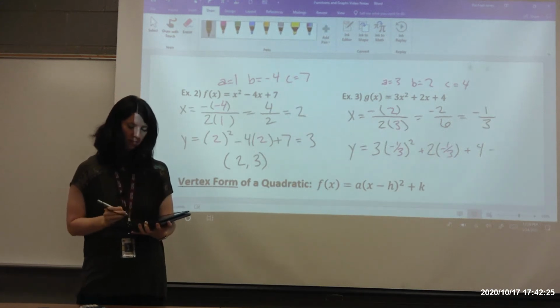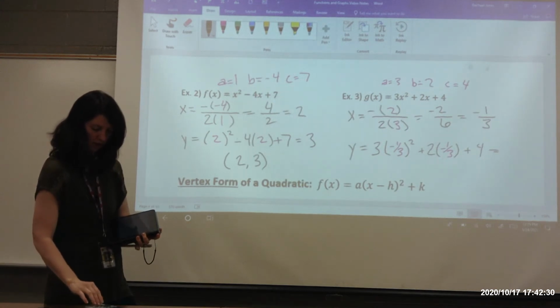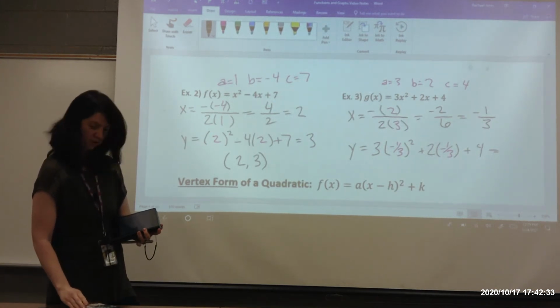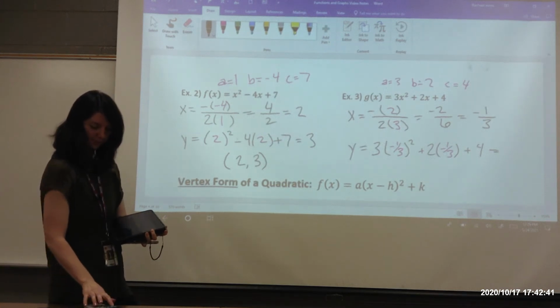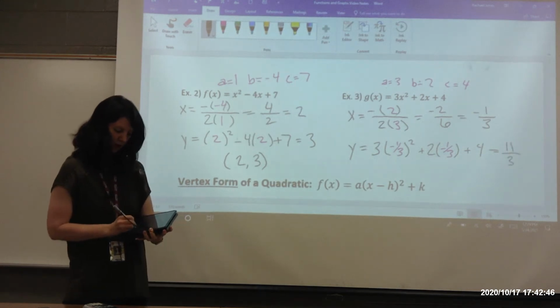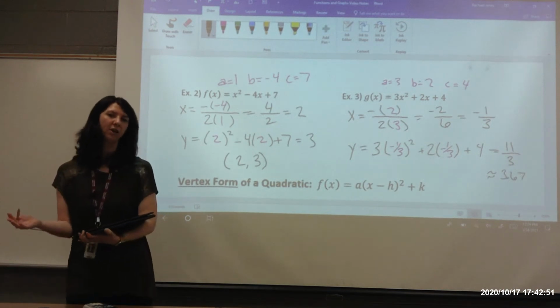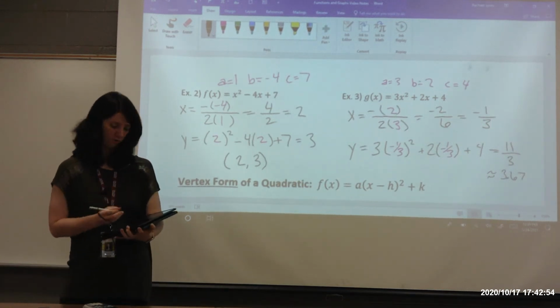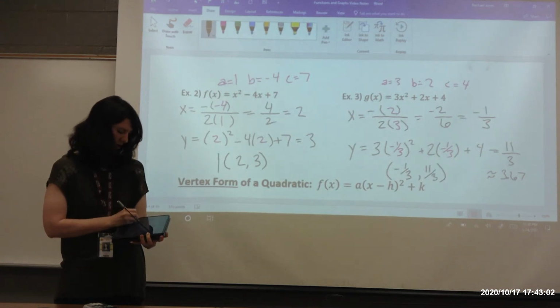And you could do this by hand or in your head. And again, I'm going to use a calculator for speed. So 3 times negative 1/3 squared plus 2 times negative 1/3 plus 4. And that would give me, in fraction form, 11 over 3, which is approximately 3.67. If you're wanting to graph it, you would want to know the decimal form. But if we're just writing our vertex, we would want to know the exact value because that's going to give us a more exact equation.